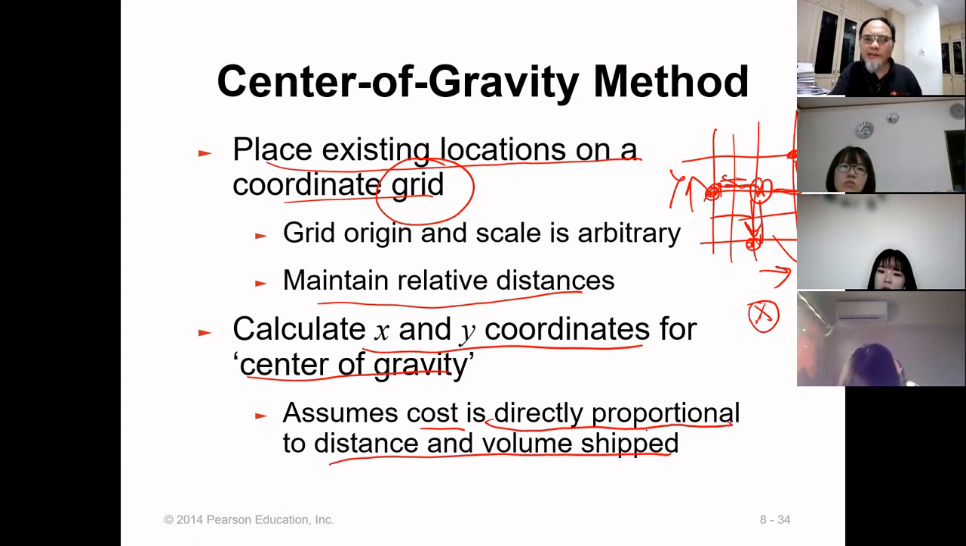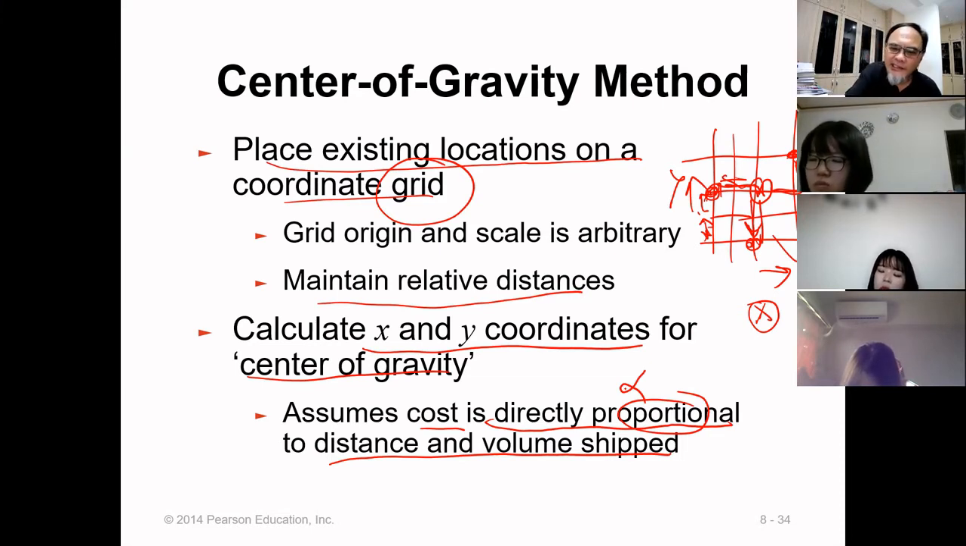That means if you move one distance, you just assume it is 1 unit of money or dollar or cost. So if you move 2 grids, 2 boxes, it is 2 times. If you move 3, 3 times. So it is proportional. Proportional means it is directly linearly related to distance and volume.